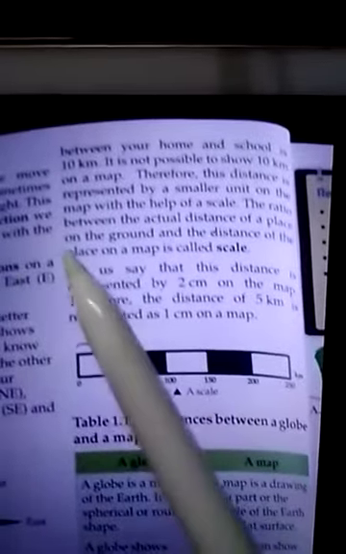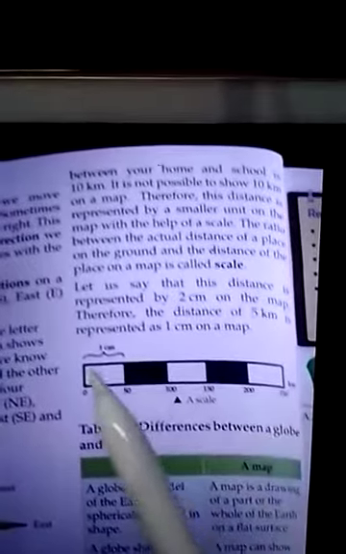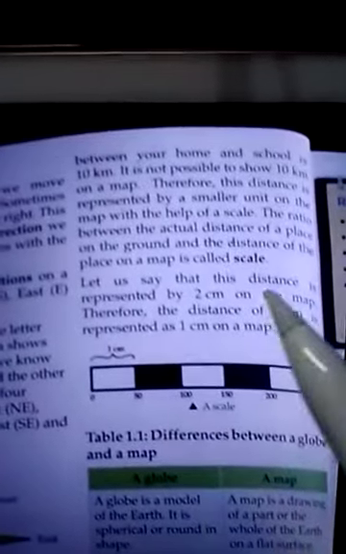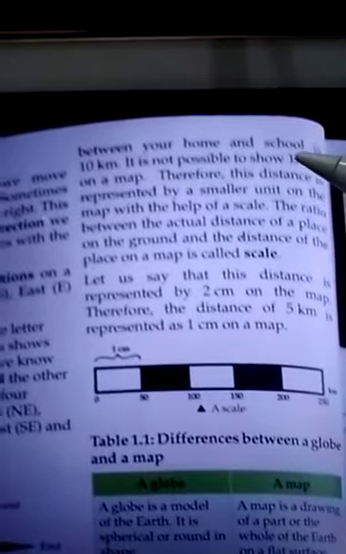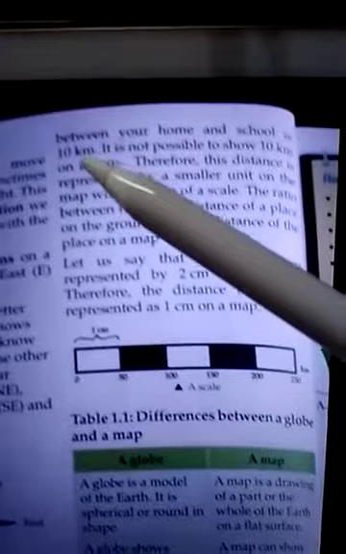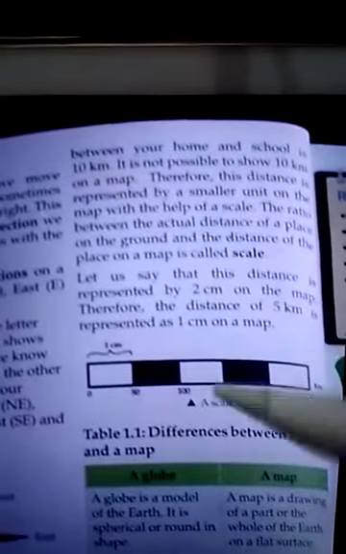The ratio between the actual distance of a place on the ground and the distance of a place on a map is called scale. So this is a scale. What is a scale? The ratio between the actual distance. What is the actual distance between your home and school? It is 10 kilometer, but we can't draw a scale of 10 kilometer on a map. So we will take a smaller unit.